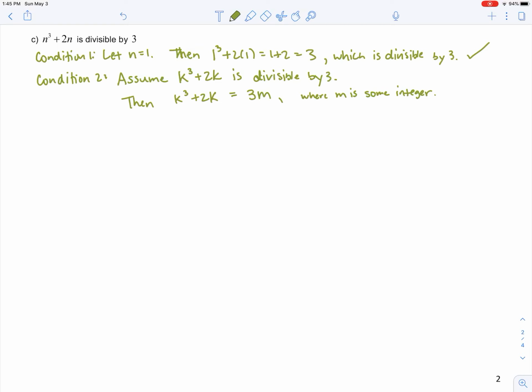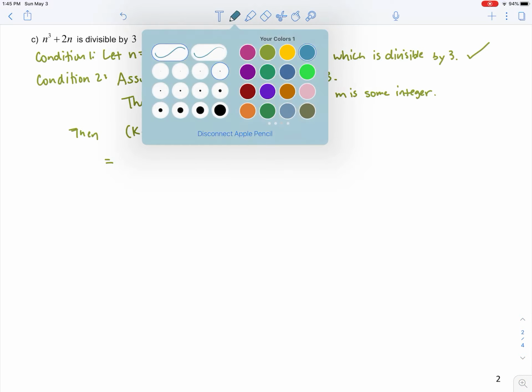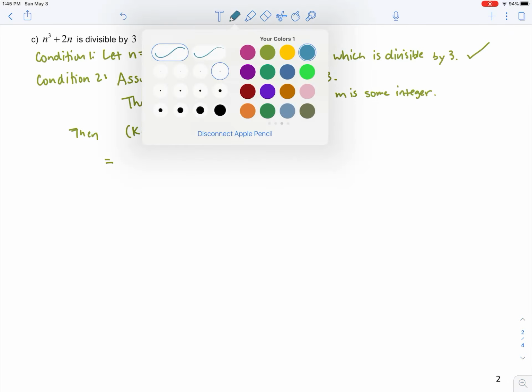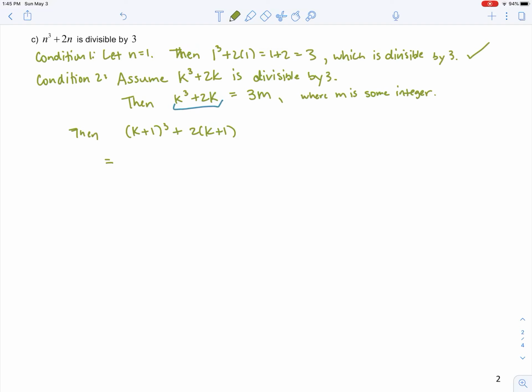Now I want to take a look at the k plus 1 case. So let's go ahead and just replace k with k plus 1. See what happens. See if we can get any algebra. k plus 1 cubed plus 2 times k plus 1 equals. So I'm going to simplify this in the hopes that I get this at some point, because this I know I can replace. Okay, so let's see. k plus 1 cubed, I hate to be mysterious, but this is k cubed plus 3k squared plus 3k plus 1. How do I know that?